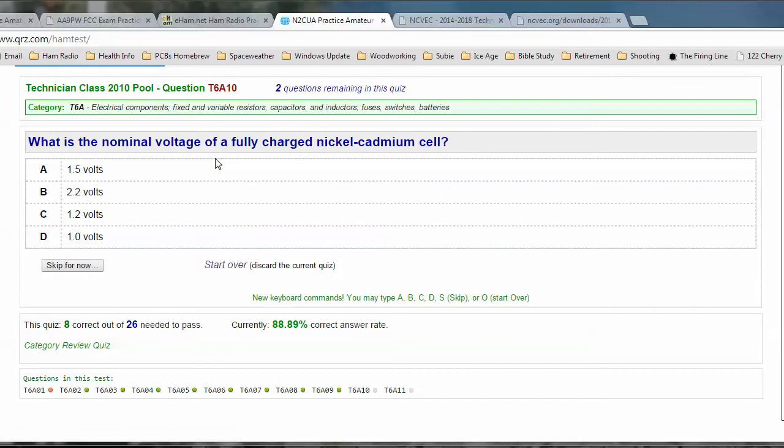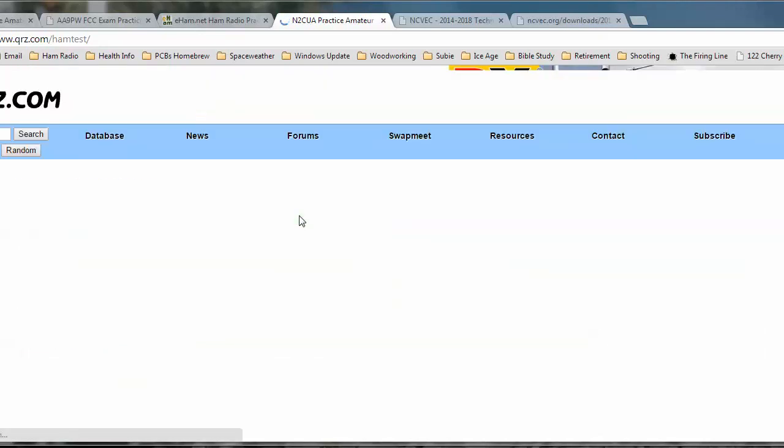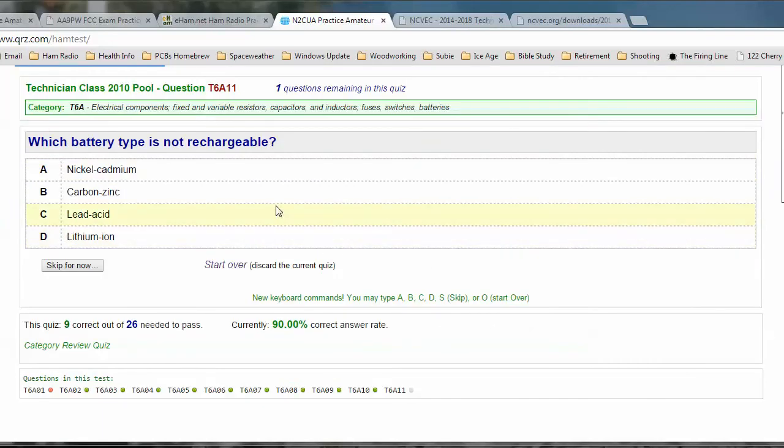What is the nominal voltage of a fully charged nickel-cadmium cell? Fully charged, well, this is typically an alkaline cell here. I'm going to say 1.2, although I find that interesting because I thought that a fully charged nickel-cadmium was like 1.35, but I could be wrong about that. Or maybe the question's just a little off, but just remember it's 1.2. It's the closest answer in that question anyway, so it doesn't really matter.